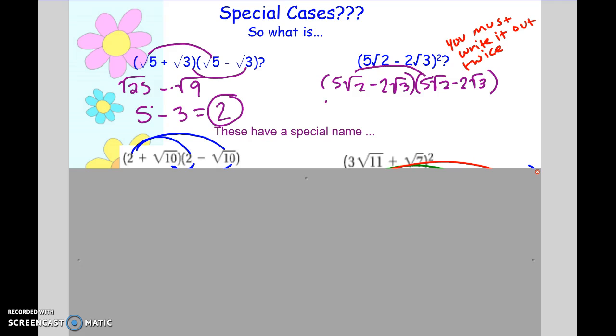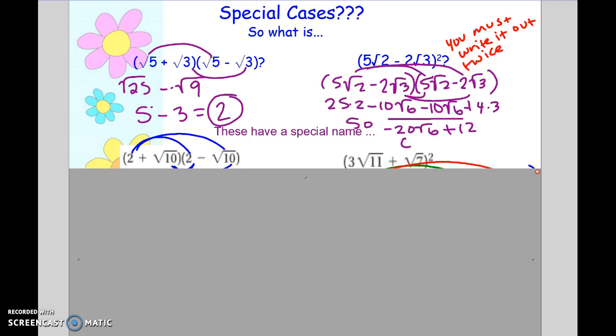So I get 25 radical 4, which is 2. So 25 times 2. Here I get negative 10 radical 6. Here I get negative 10 radical 6 again, since they are the same. And then I get positive 4 radical 9, or just 3. So I get 50. These two are like terms, so minus 20 radical 6 plus 12. And 50 plus 12 is 62 minus 20 radical 6. So go ahead and try the ones below. See how you do with those.